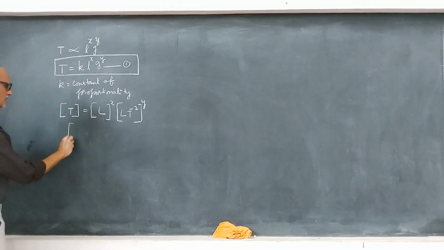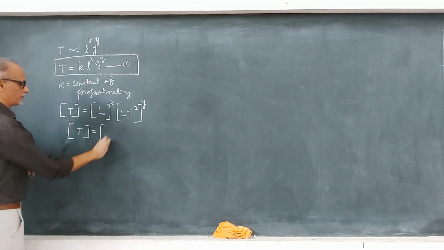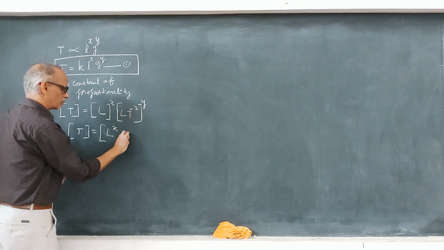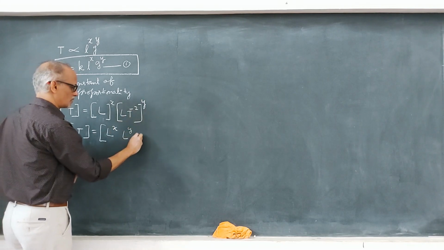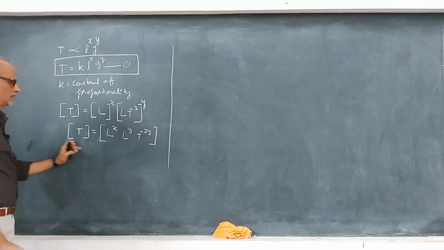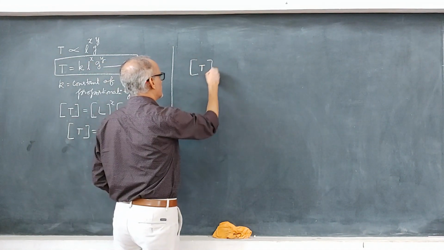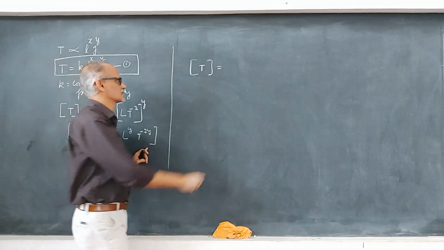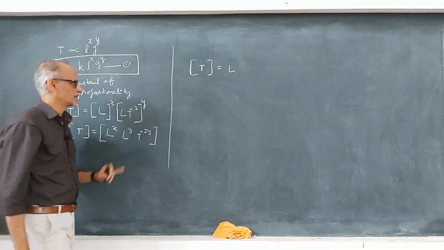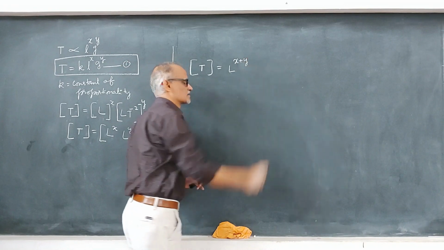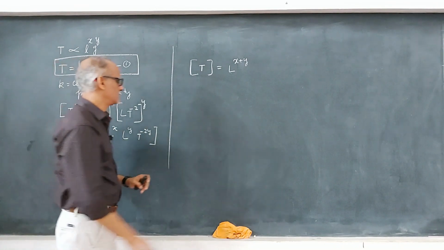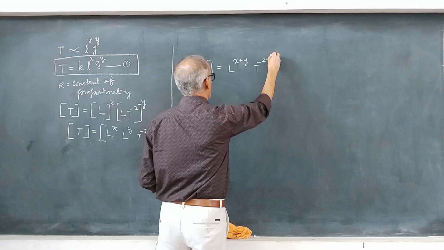So let's further simplify this. T is equal to L to the power x. Correct? Then again L to the power y, T to the power minus 2y. Okay. Now let's further simplify. T is equal to L to the power x, L to the power y. So there is an L having power x and y. Therefore this becomes L to the power x plus y. That is the theory of indices. Correct. So we have to add the powers for L. For T it is T to the power minus 2y.